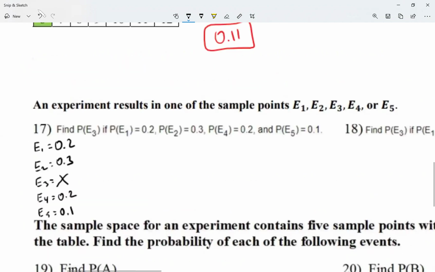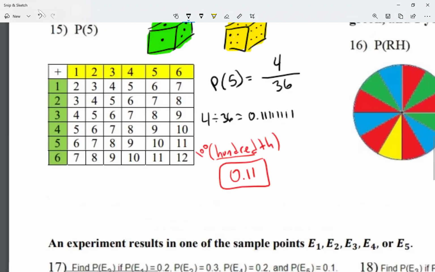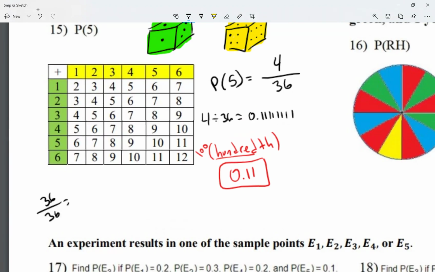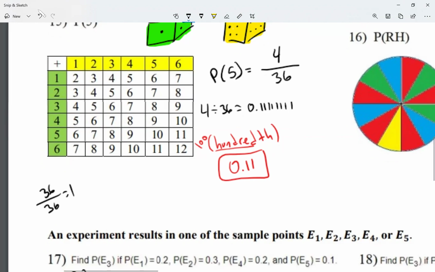Really, Mr. Leonzo? Yeah, go back over here. If I roll 2 dice, how many possible outcomes can I get? Add them all up. There's 36 of them, right? Out of 36, so isn't that 1? Yeah, all the probabilities combined is 1.